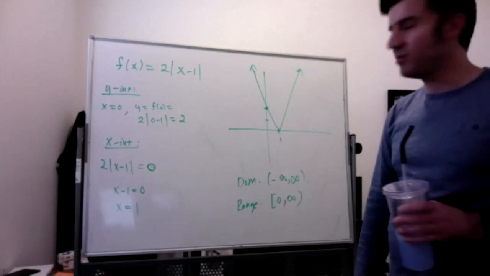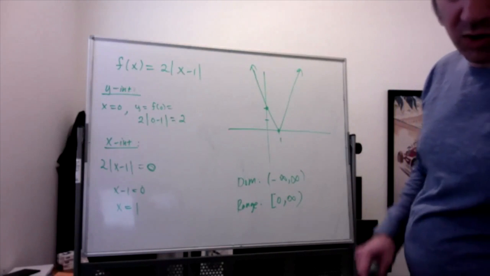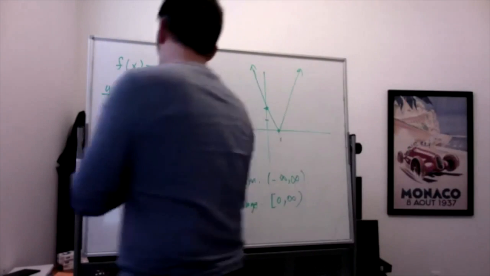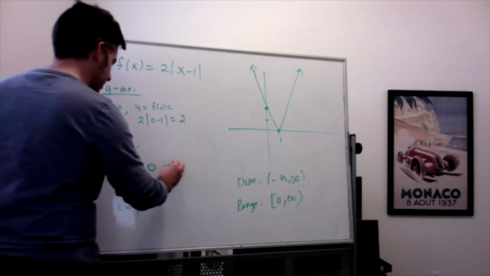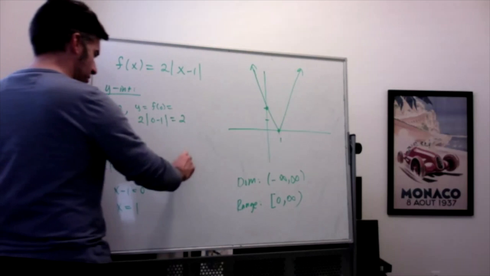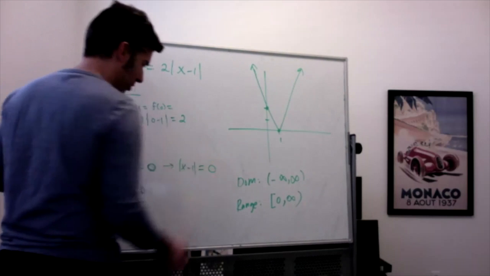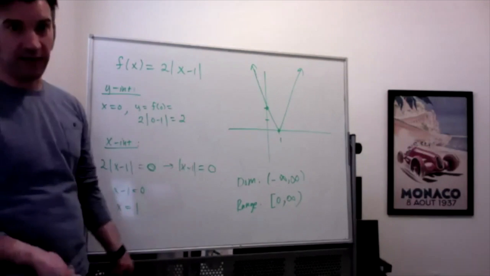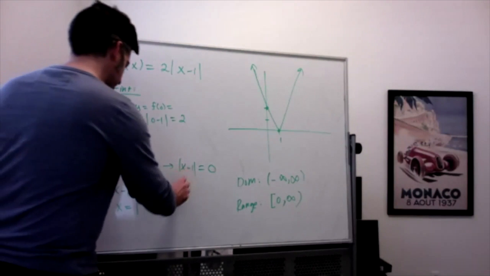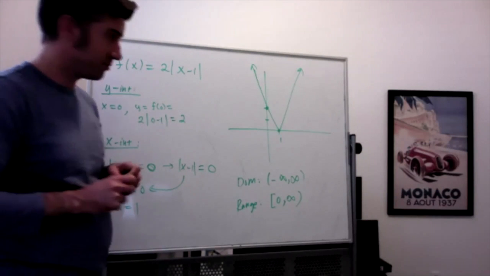For the x-intercept, I wouldn't say ignore, but you can say that. What I would actually say is I'm dividing both sides by 2. So I divide both sides by 2. This divided by 2 is the absolute value of x minus 1, and 0 divided by 2 is just 0. And then for an absolute value to equal 0, the insides have to be 0. So then I'm getting that. That's what's really happening there: I'm dividing both sides by 2.